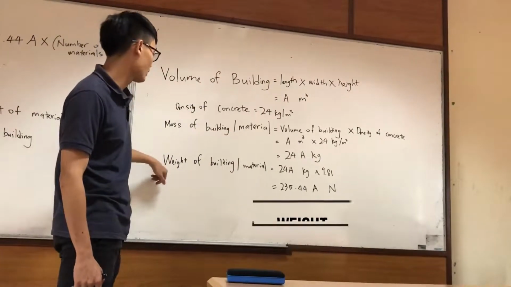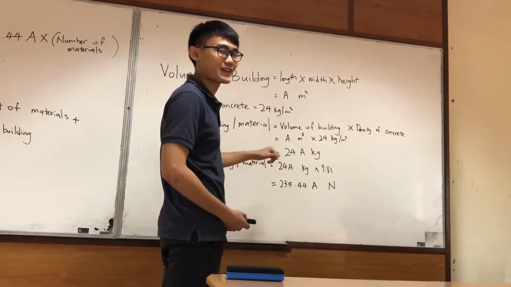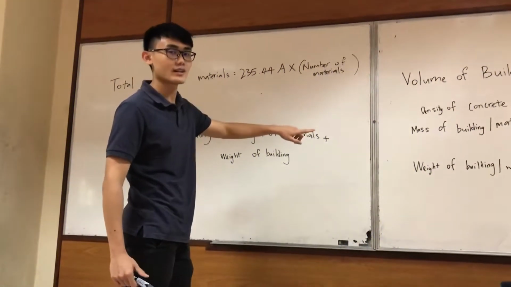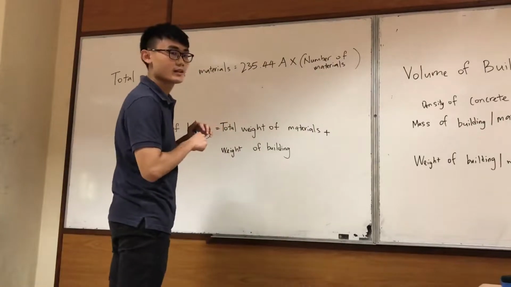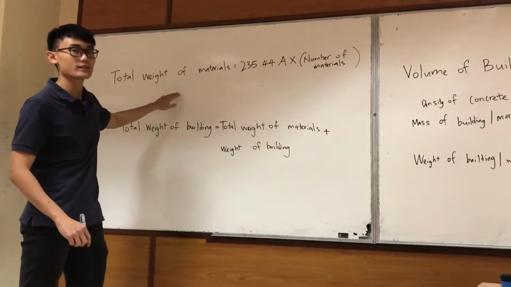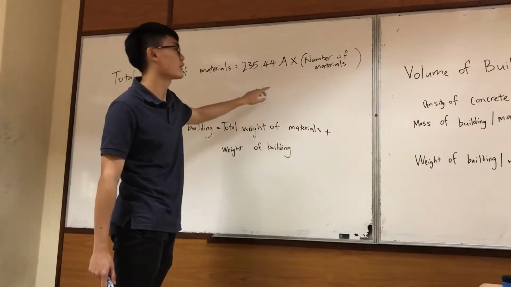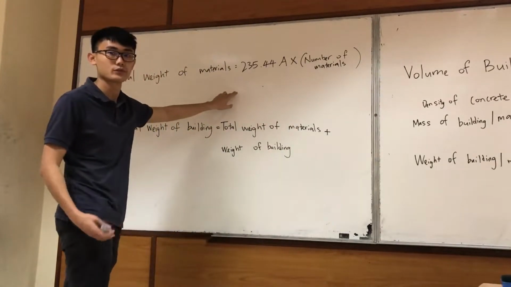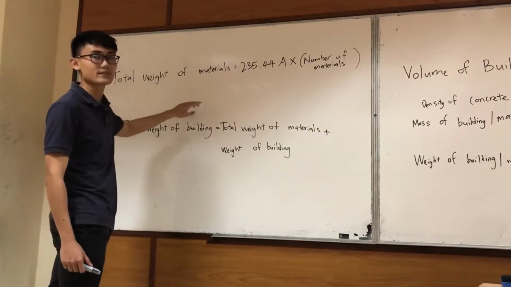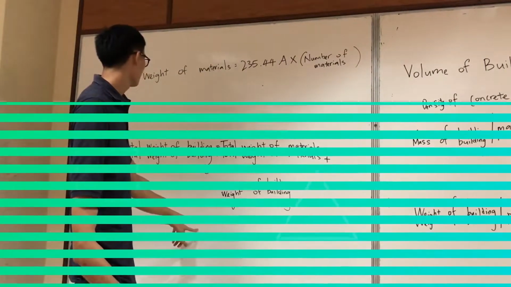And for the weight of the building and material, we have to multiply by 9.81 gravitational acceleration, and then we can get the weight in Newtons. Since the calculation just now is only for one component, we then have to sum up all the materials inside the building. The total weight of a material is the weight of each material times the number of materials, and then the total weight of the building is the sum of all the materials inside the building and the weight of the building itself.